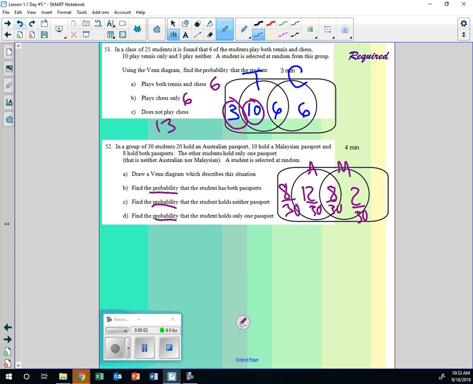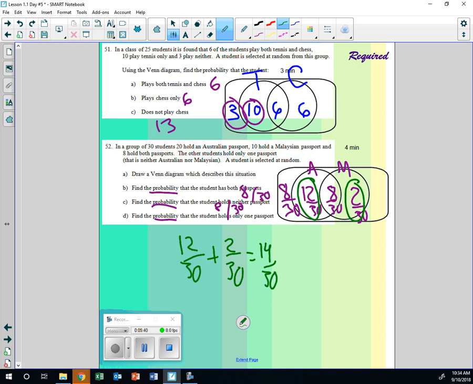The probability the student has both passports? 8 out of 30. Probability the student holds neither. Well, neither is going to also be 8 out of 30. That's interesting. And probability the student holds only one passport. That could be one or the other. It could be 12 out of 30, or it could be 2 out of 30, which gives me the 14 out of 30. You okay with that? It also includes the not going to Australia, because they also have one not.